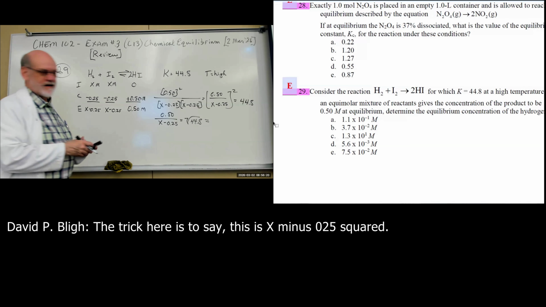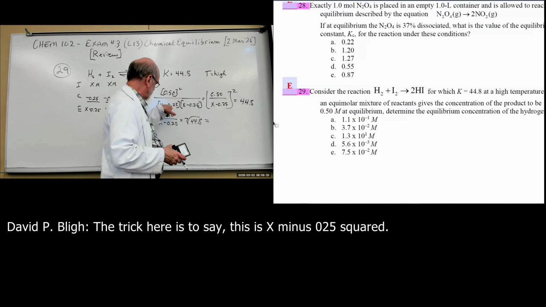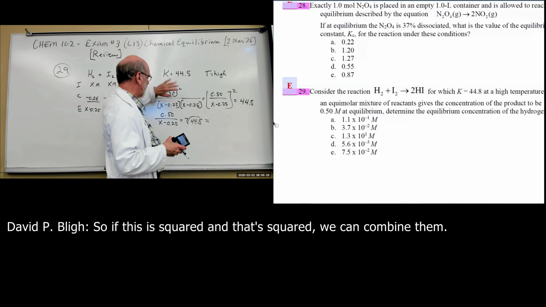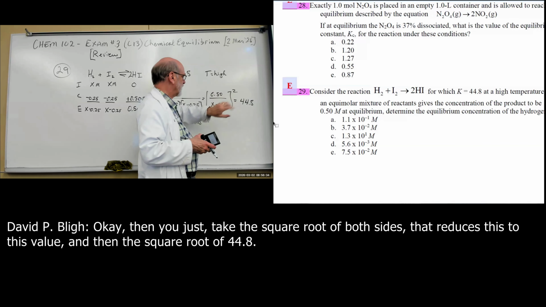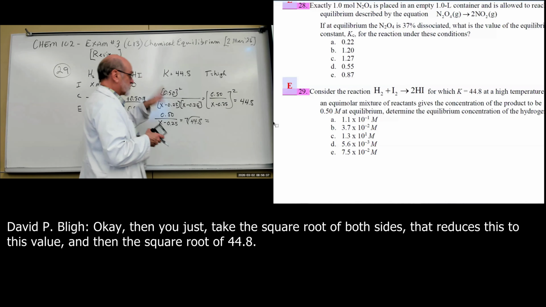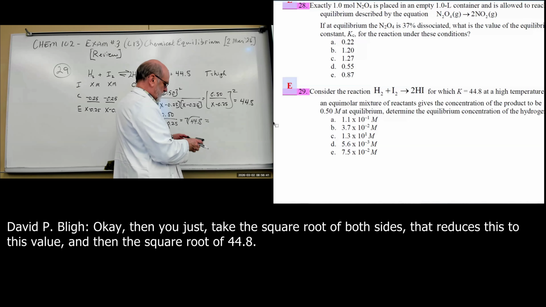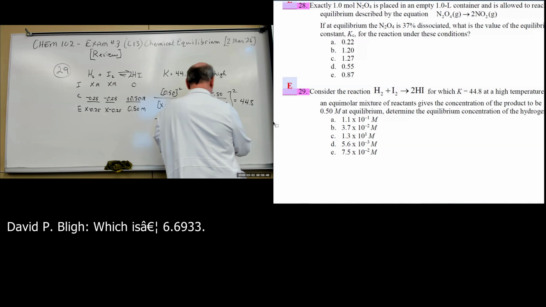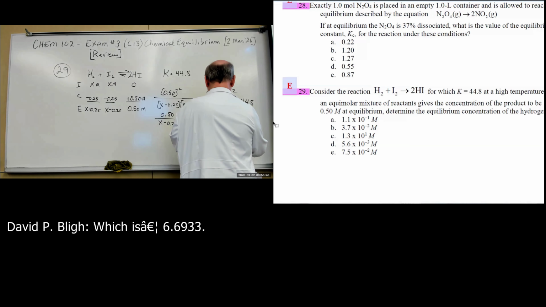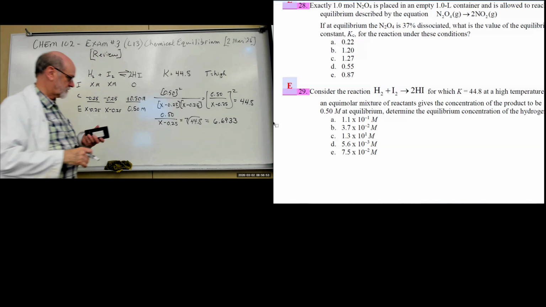Follow? I think the trick here is to say this is x minus 0.25 squared. So if this is squared and that's squared, we can combine them. Then you just take the square root of both sides. That reduces this to this value and then the square root of 44.8, which is 6.6933. And then we just solve for x.